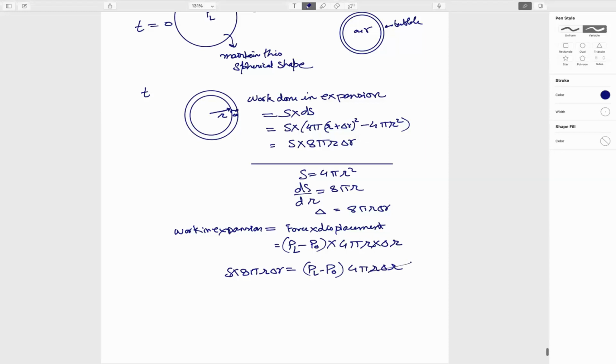So r delta r will go, 4 pi will go, so PL minus P naught is 2S by r.